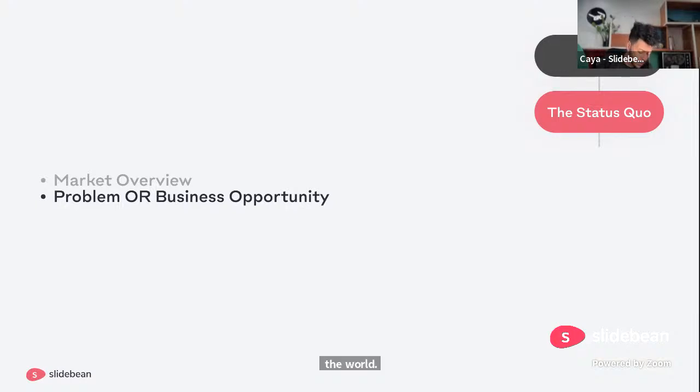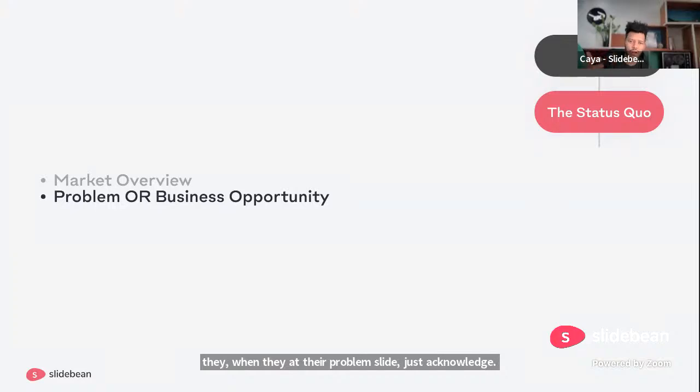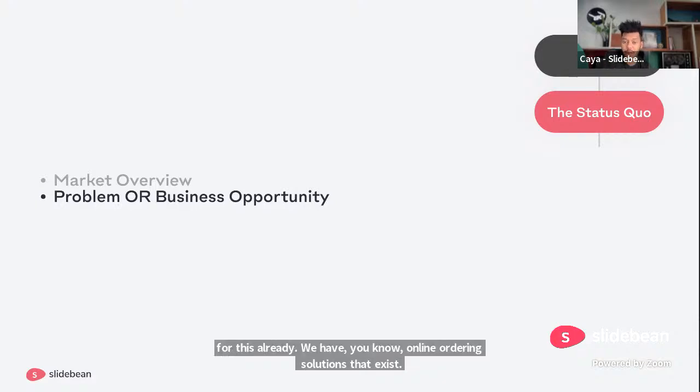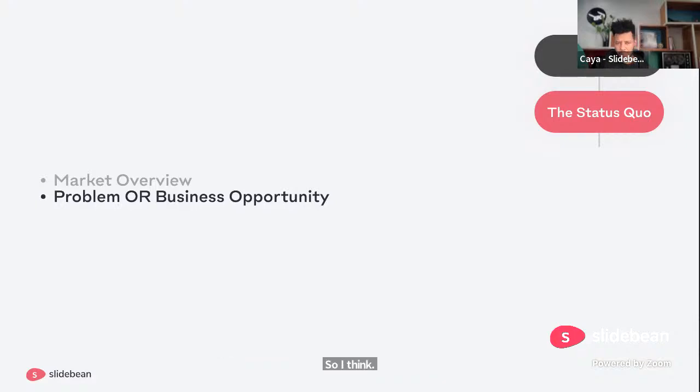I had a chat with a founder this morning. They were doing a ghost kitchen kind of situation, and their problem slide was something along the lines of, hey, early stage, recently launched restaurants really struggle to get customers. Okay, fine, that's true, but that's not acknowledging the fact that we have solutions for this already, right? We have online ordering solutions that exist. So on a good problem slide, you always acknowledge what's happening currently in the world, and if that includes your competition, then acknowledge that rather than just pretending that it doesn't exist.